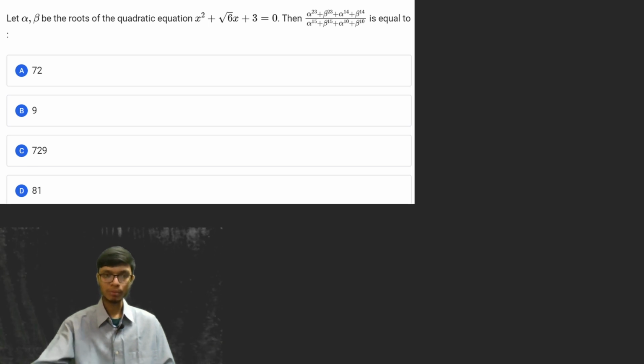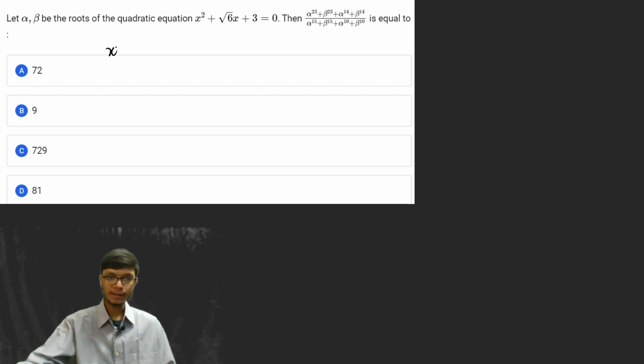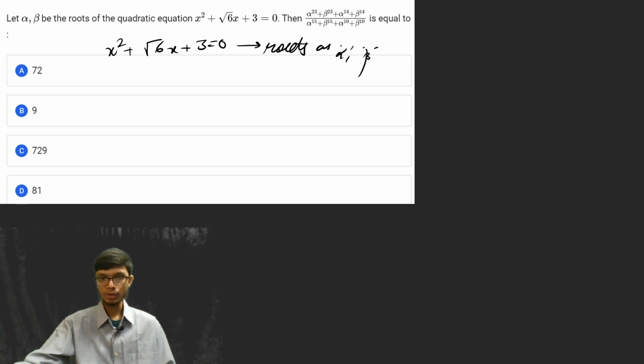This is a very interesting problem. You can see it has been asked many times in papers. Again, this problem uses the intuition of complex numbers. It says that the quadratic equation x square plus root 6 x plus 3 is equal to 0 has roots alpha and beta.